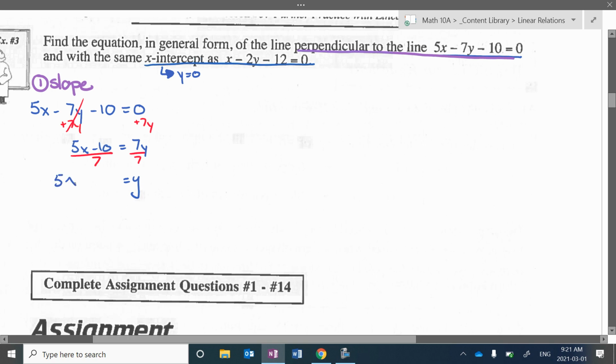So this then becomes 5/7x minus 10/7. So our current slope is 5/7. Our perpendicular slope is -7/5.